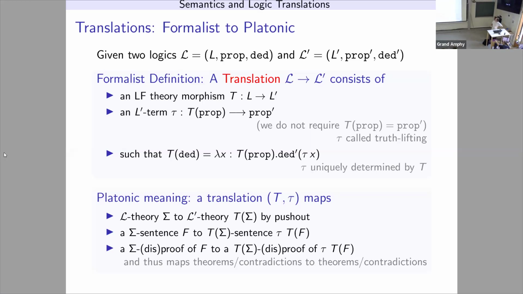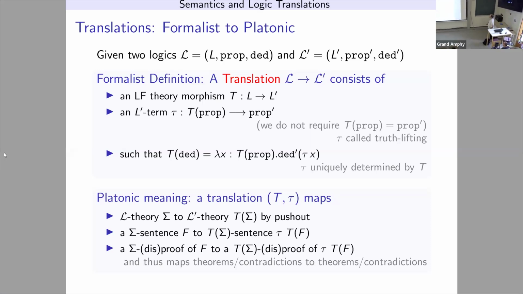Now, what should the constraints be? We could require that we map prop to prop prime. That's the most obvious, most natural thing to come up with at first, if you want to preserve the structure, so propositions of L should go to propositions of L prime. But that turns out to be too restrictive. So what I'm doing instead is I'm saying, okay, propositions can go to anything. So prop prime doesn't have to be the same as T of prop. But we need to be able to lift our translated propositions from the result of the translation to prop prime.